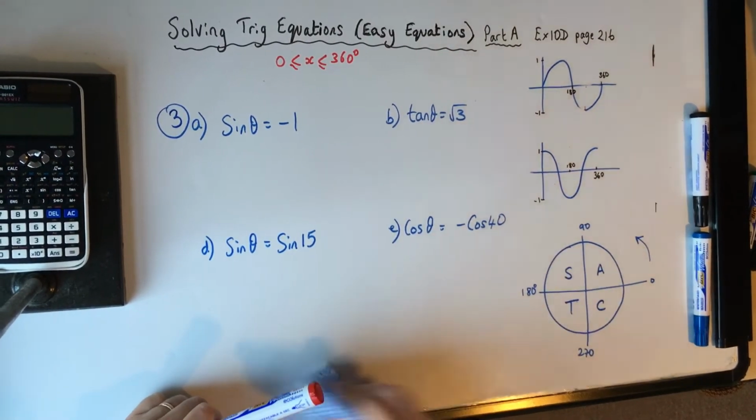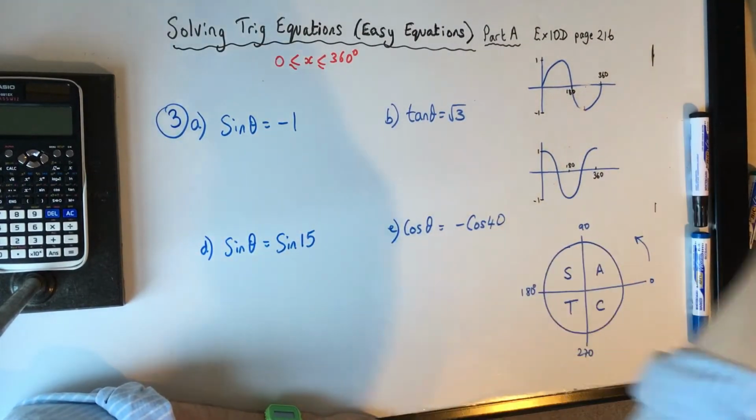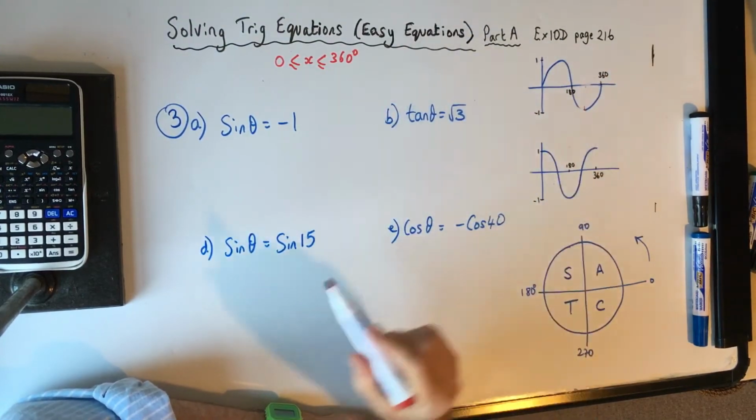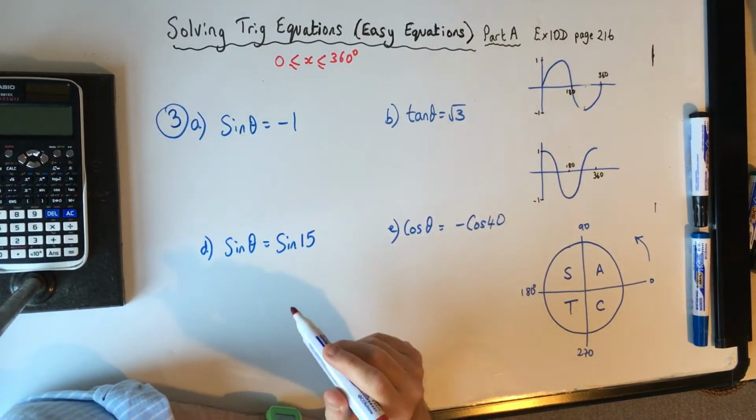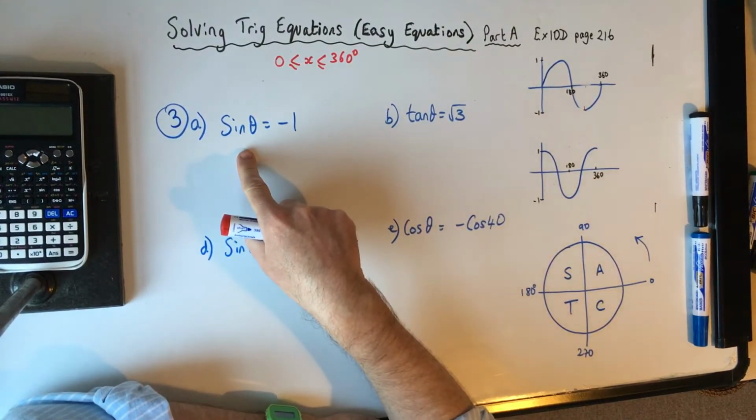Looking at the first of the simple solving ones, exercise 10D on page 216, I'm going to jump straight to question 3. These ones are really simple, so I'm going to go through them very quickly.